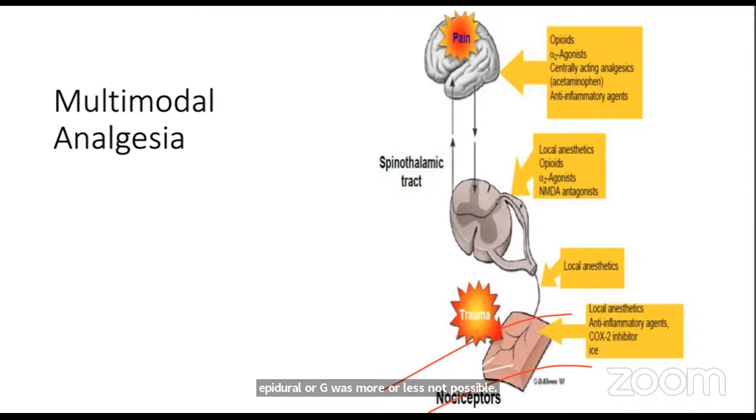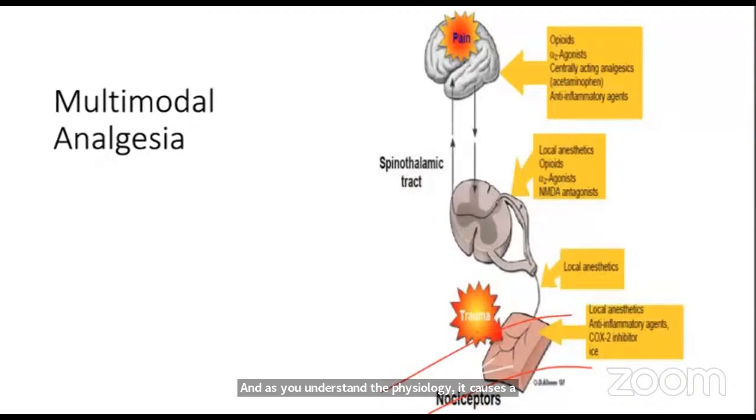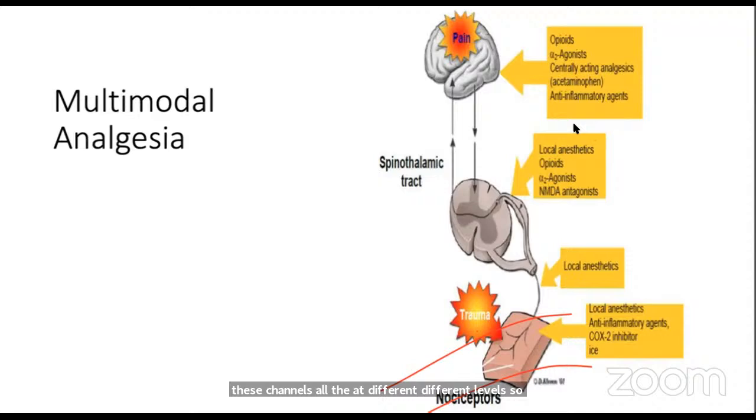Another advantage is multimodal analgesia, already Harshal has highlighted. With all these blocks, we have to use multimodal analgesia because whenever there is any skin incision, it causes release of histamine, bradykinin, substance P, leukotrienes, prostaglandins. As you understand the physiology, it causes a sensitizing soup, which affects the wide dynamic range neuron and all the pain pathway through spinothalamic tract and pain memory. So to cause a dent on that, not only block, but we have to block all these channels at different levels. So you can understand here the role of multimodal analgesia. And if we can achieve this, I think we'll be able to prevent pain chronicization.